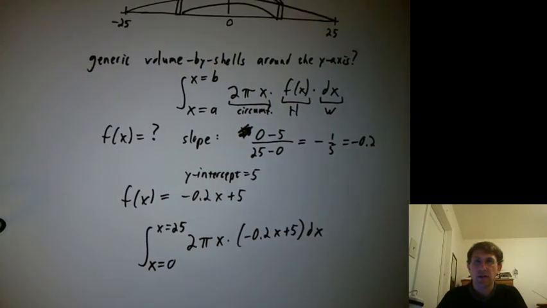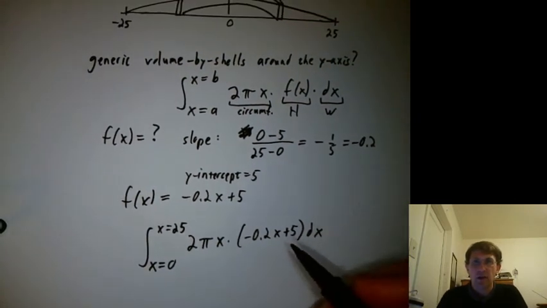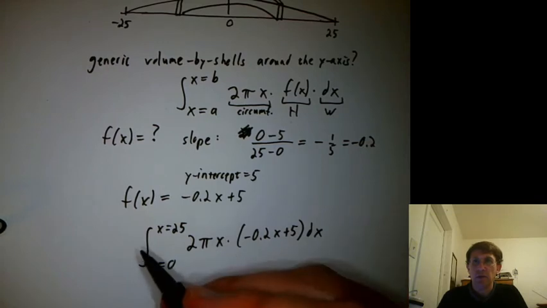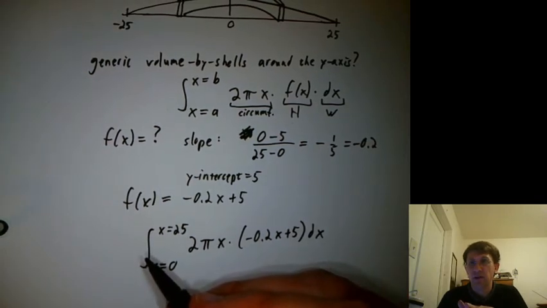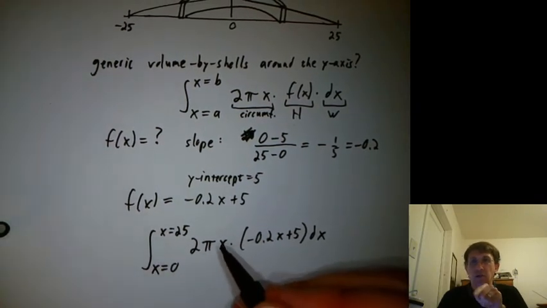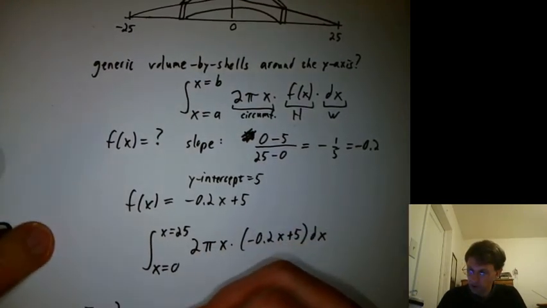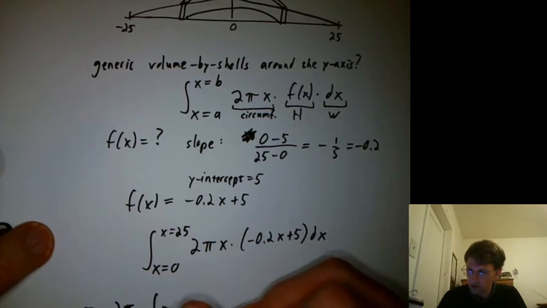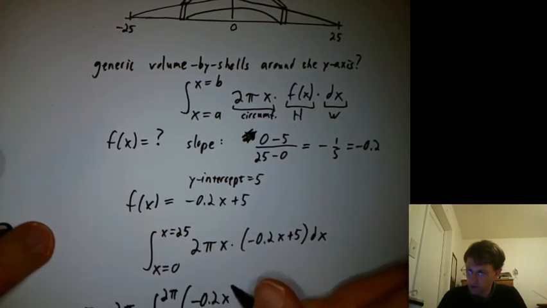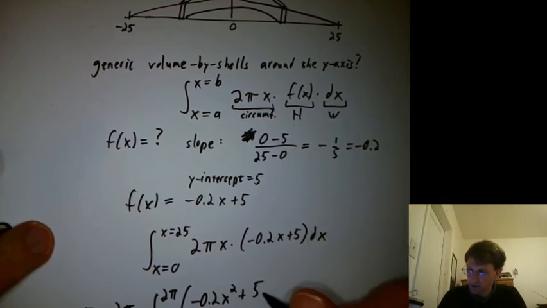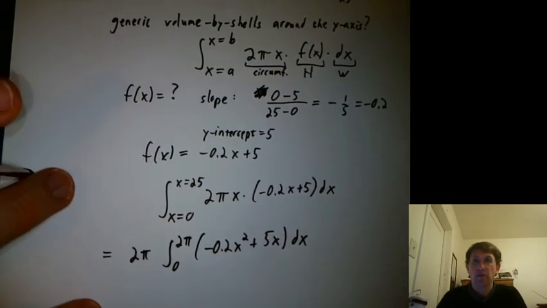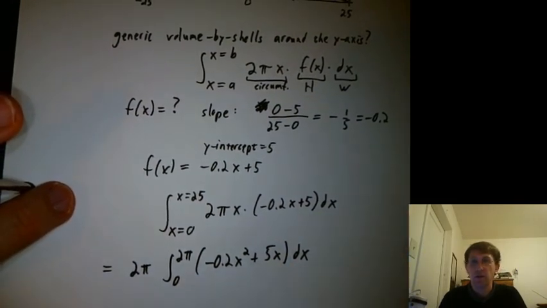And is that going to be a nasty integral to solve? I would move the 2 pi out front and not worry about it, just keep it along, and move the x in and just have a polynomial. So 2 pi, integral from 0 to 25, of negative 0.2x squared, bringing the x in there to multiply that x like that. And from then on out, it's just easy polynomial integration.